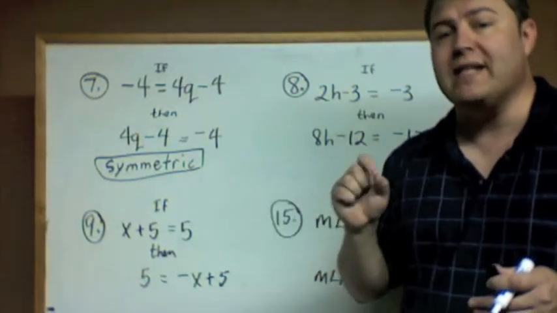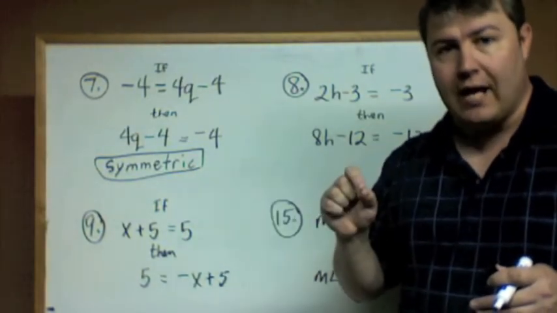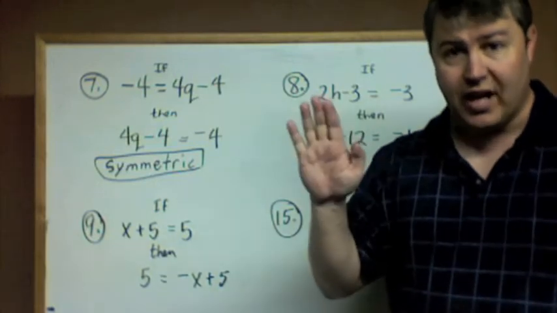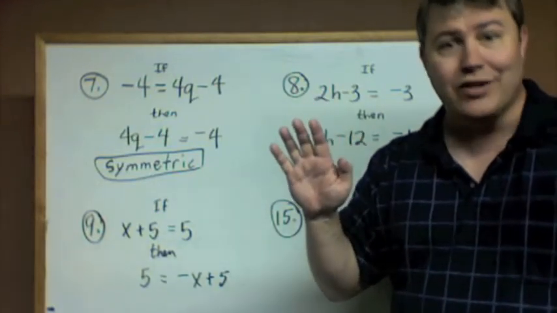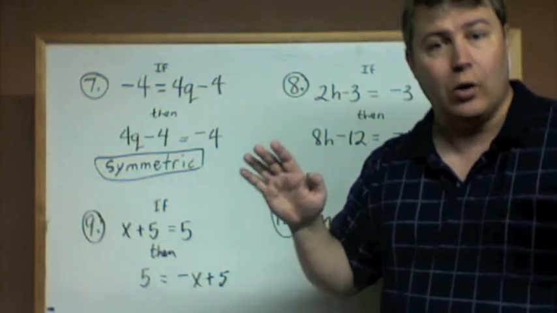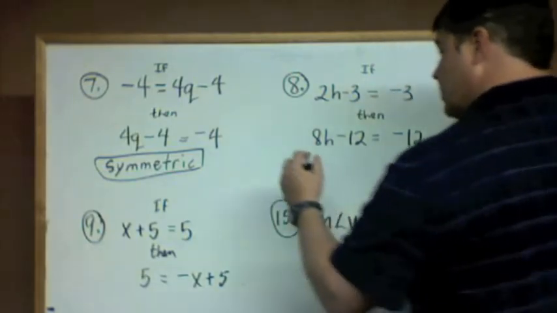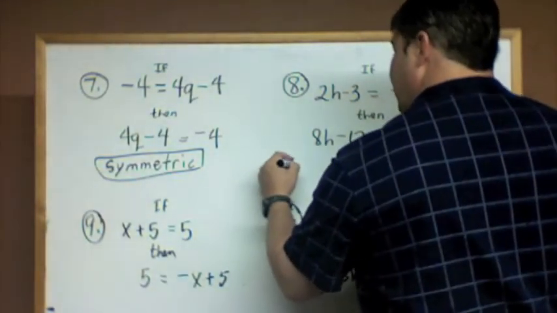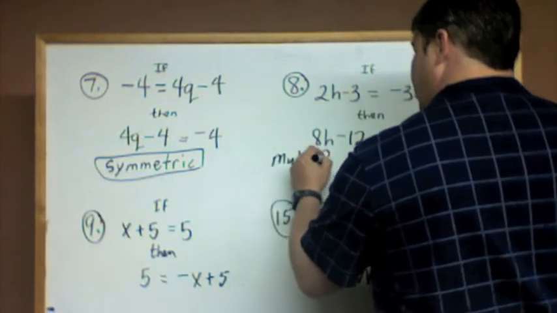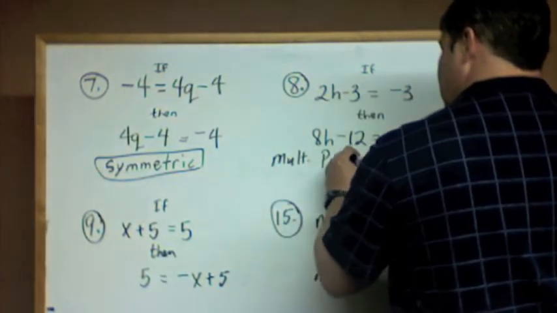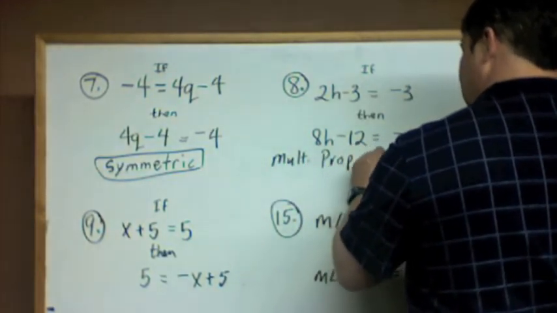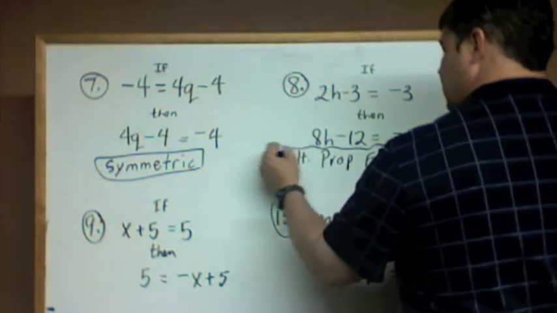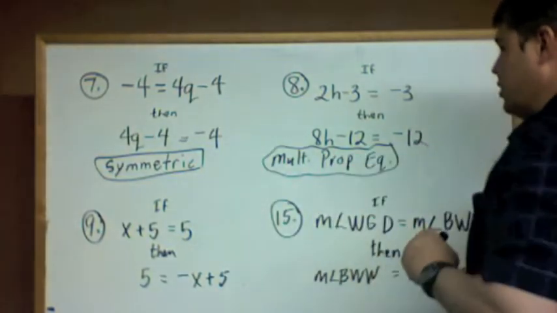And what property says you can multiply the same thing times both sides of the equal sign? Well, that is the multiplication property of equality. So that's what I'm going to put. Multiplication, I'm going to abbreviate here, property of equality. There's my answer, multiplication property of equality.